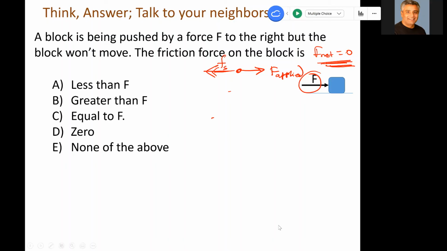Record. Yeah, looks like now it's recording, right? Yes. Okay.